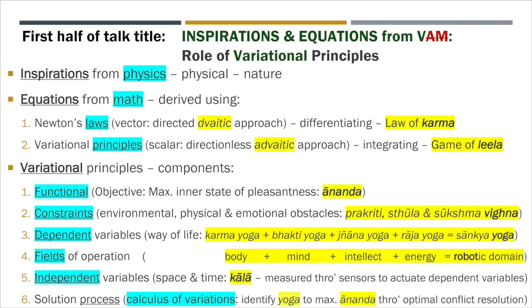Secondly, we talk about the equations from mathematics. They are derived, especially in mechanics, using two alternate approaches. And this is true for most other aspects of science as well. Science as we know it today, that is the Western science. So when you talk of mechanics, for example, you could derive those equations which you want to solve for the unknowns in terms of the knowns, either through Newton's laws or through variational principles.